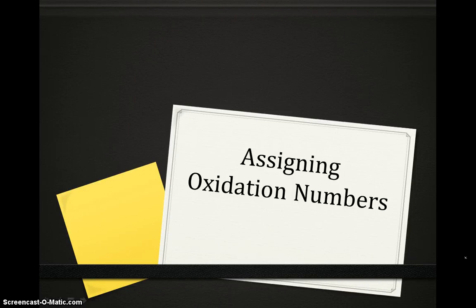Today our focus is going to be on assigning something called an oxidation number. These oxidation numbers are something we'll use this entire chapter, so this is a very important skill that we're going to get a lot of practice with the rest of the week. These oxidation numbers help us in identifying a specific type of chemical reaction called an oxidation-reduction reaction.